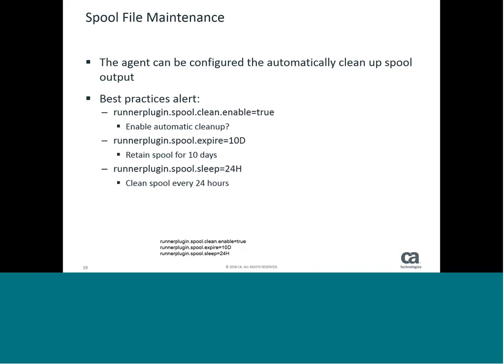In this example, you see 10 days. And then the last setting within the agent parm.txt file is the runner spool sleep, and that defines how often you are going to be cleaning spool files. So for all of you AE fans out there, similar to DB main, if you know what DB main is, like log files, you can automatically set retention levels.